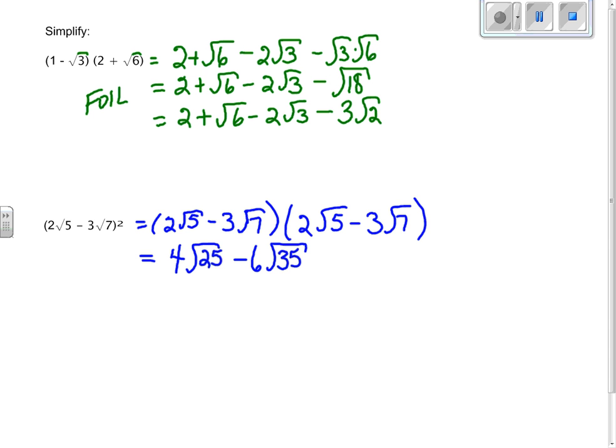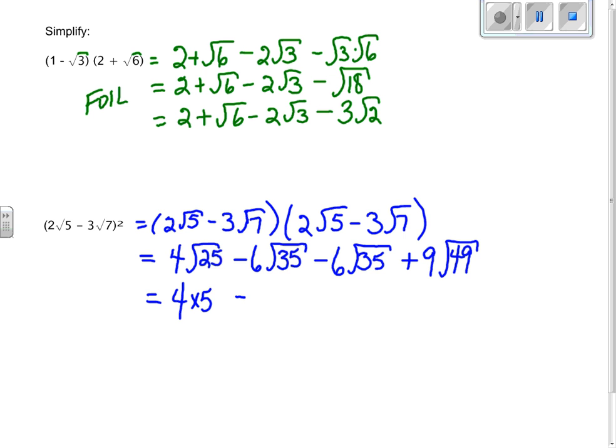Outsides, negative 3 root 7 times positive 2 root 5 is a negative. Coefficients give me 6. And under the radical, I have 35. Again, lasts. Negative 3 root 7 times negative 3 root 7 is positive 9. And under the radical, 49. We can simplify that. Root 25 is the same as 5. Root 35, we can't make any more simple. The factors of 35 are 5 and 7. No identical factors. That's as good as it gets.